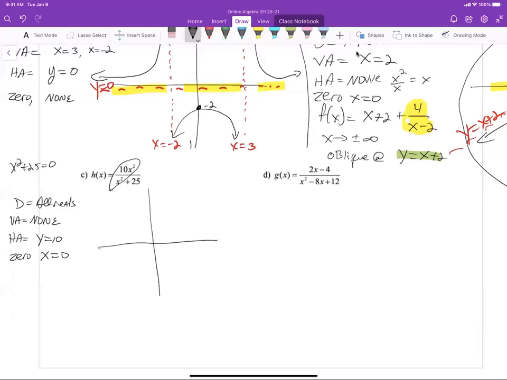All right, so what does this look like? We don't have any verticals, but we do have a horizontal at Y equals 10. We have a zero, so we touch the x-axis at 0, 0. And that's all we got. So I got two regions, one to the left, one to the right. Have to be headed towards that horizontal asymptote as X approaches negative infinity. Have to be headed towards that horizontal asymptote as X approaches positive infinity. There's your graph.